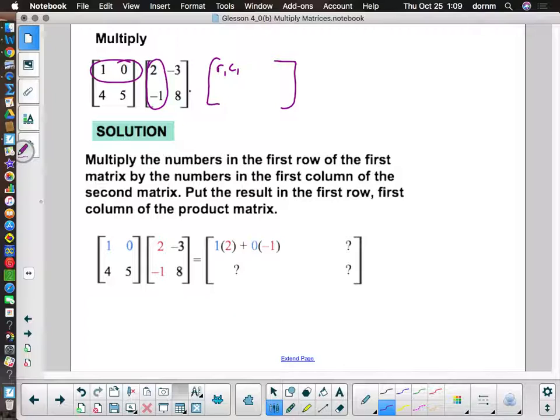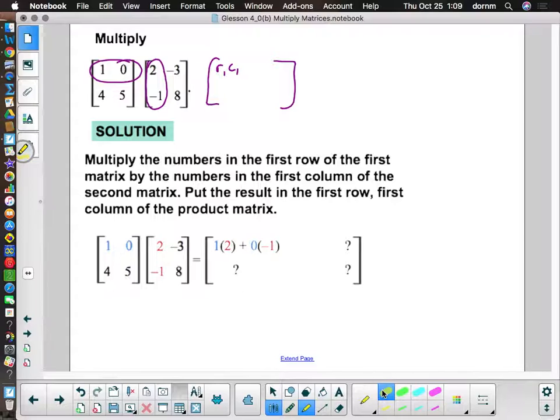Okay? Now, how do we do that? It's actually kind of interesting. We'll take the first number in the first row times the first number in the first column, 1 times 2. You can see this is being done for you down below. So 1 times 2, and then add to that the second number in the first row times the second number in the first column, 0 times -1. So 1 times 2 is 2. 0 times -1 is 0. So 2 plus 0, that's going to give me a 2 in that position.